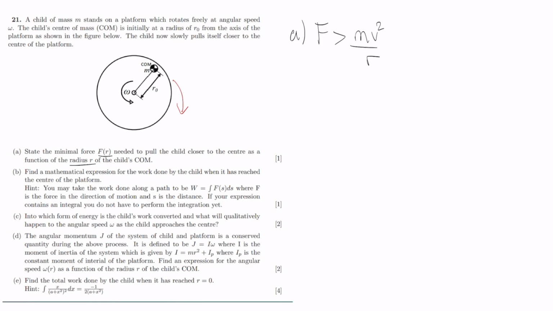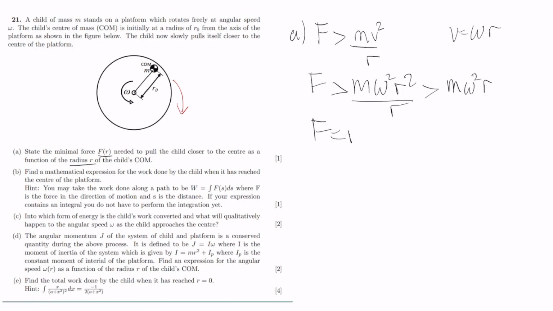The speed, the velocity depends on the radius because remember v is equal to omega r. So this means that F has to be greater than m omega squared r squared divided by r. It has to be greater than m omega squared r. So the minimum force really is, or the threshold, is m omega squared r.